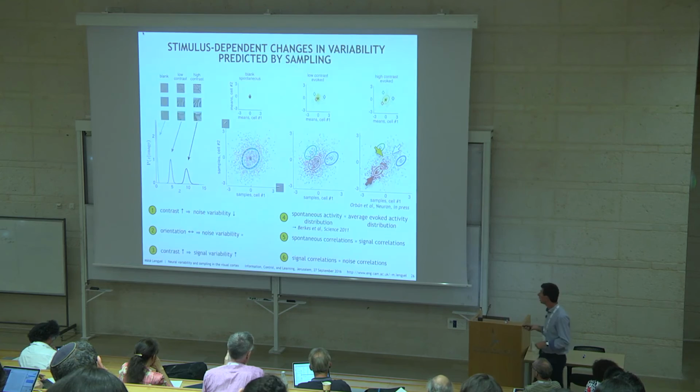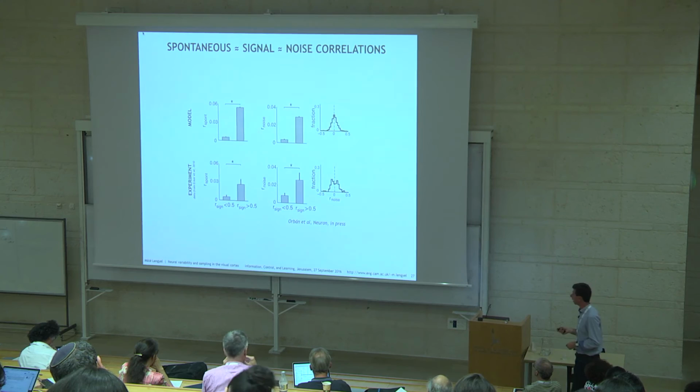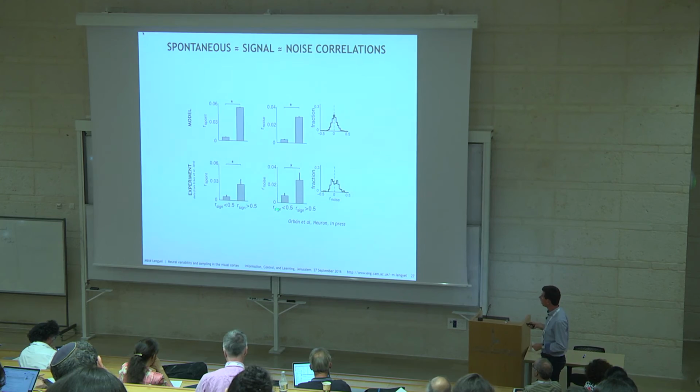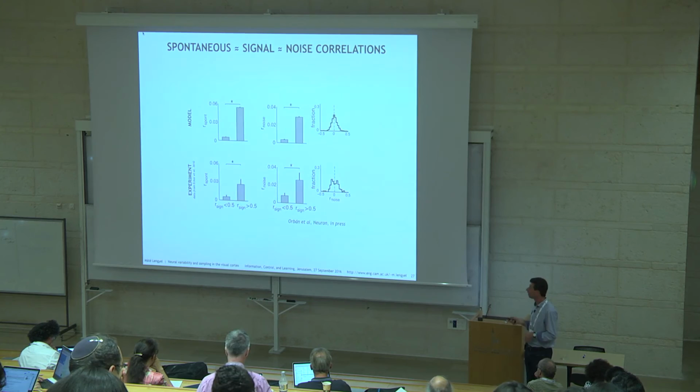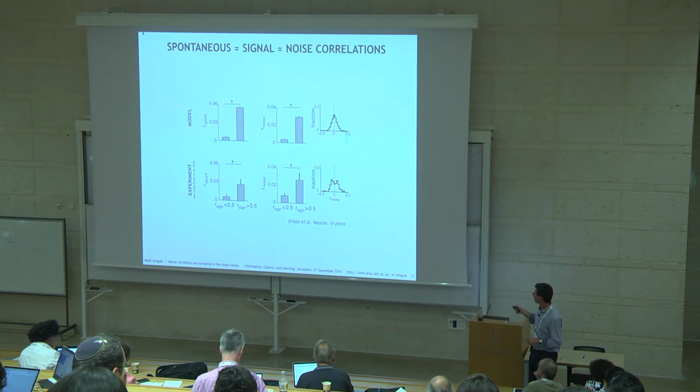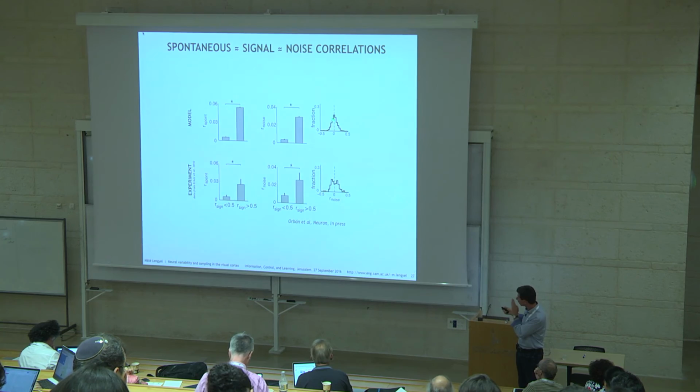And again, we see a reasonably good match: for higher signal correlations, you get higher spontaneous correlations, and also higher noise correlations. This is something that has been described previously in many different systems, but this is something that we predicted quite specifically. And this just shows the overall distribution of noise correlations in the model, to show that the mean is very near zero, and in the data.